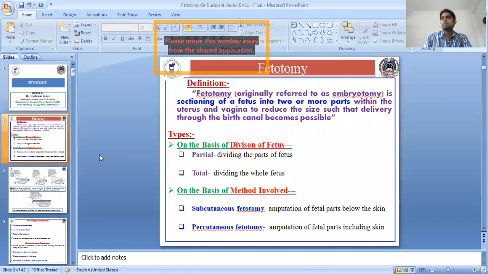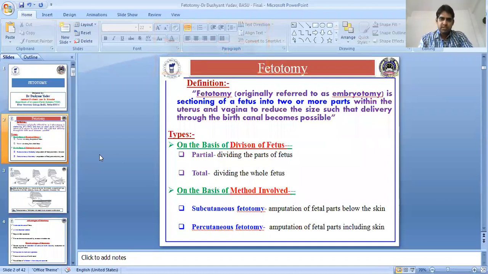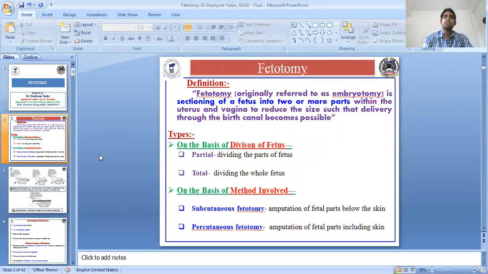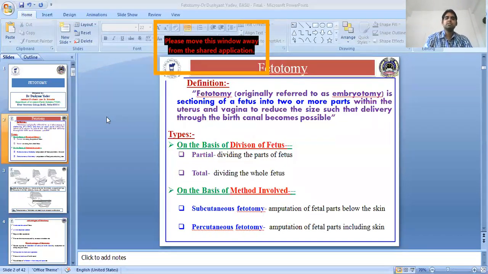Another classification of fetotomy is subcutaneous fetotomy and percutaneous fetotomy, which is on the basis of the method involved. What method we should use, on that basis we divide into these two parts. Okay, is it clear?